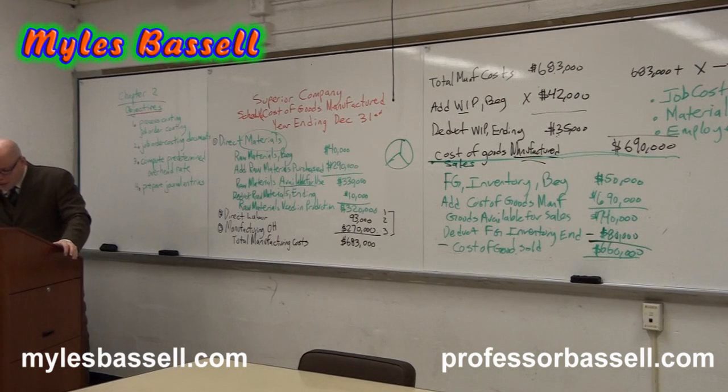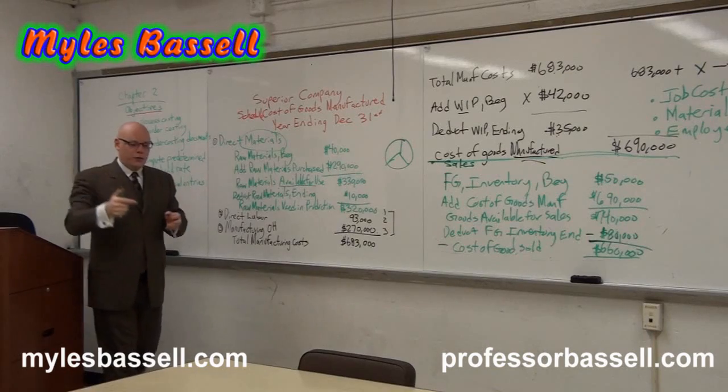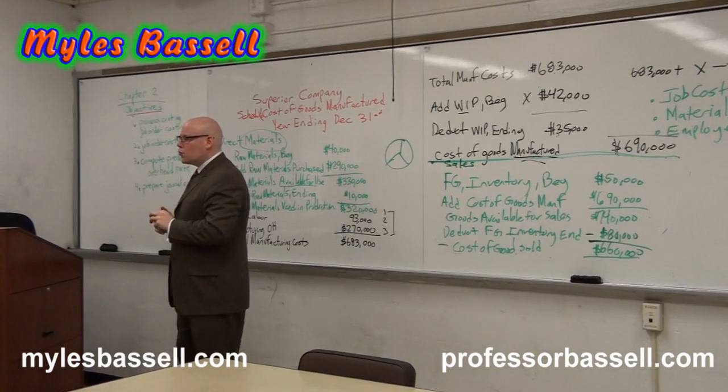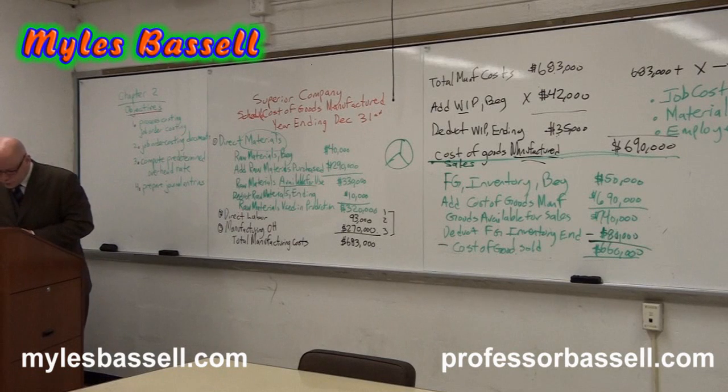And also the manufacturing overhead. So each item is going to be listed, and then you're going to have a total. You're going to list all the direct materials, and then you're going to have a summary of all the direct materials, the direct labor.